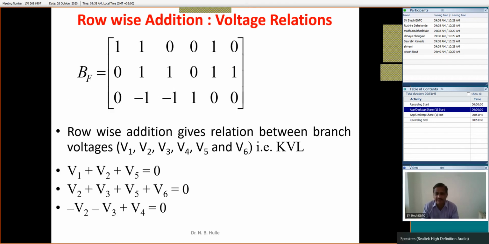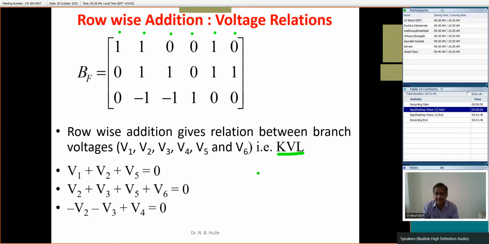Then the next part is the row-wise addition. Finding the row-wise addition is similar to the KVL, that is Kirchhoff's voltage law. Row-wise addition will give the relation between the branch voltages. This is branch number 1, branch number 2, branch number 3, branch number 4, branch number 5, branch number 6. Its voltages are V1, V2, V3, V4, V5, V6. If we do its summation, the summation will be 0.